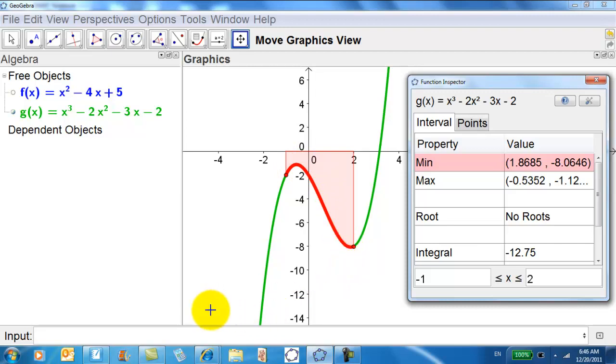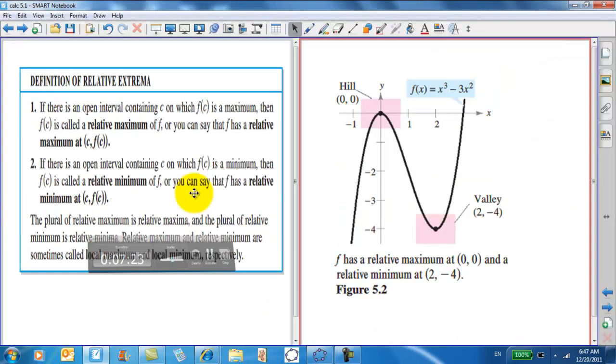Okay, back to the notes. Okay, so here's our definitions of relative extrema. If there's an open interval containing c on which f of c is a maximum, then f of c is called a relative max on f. And you can say that f has a relative max at c, comma f of c. So over here at this hill, we see that 0, 0 is a relative maximum. Even though the function will exceed it over here and get higher than it, in this general neighborhood, in this little open interval, it is the highest thing.